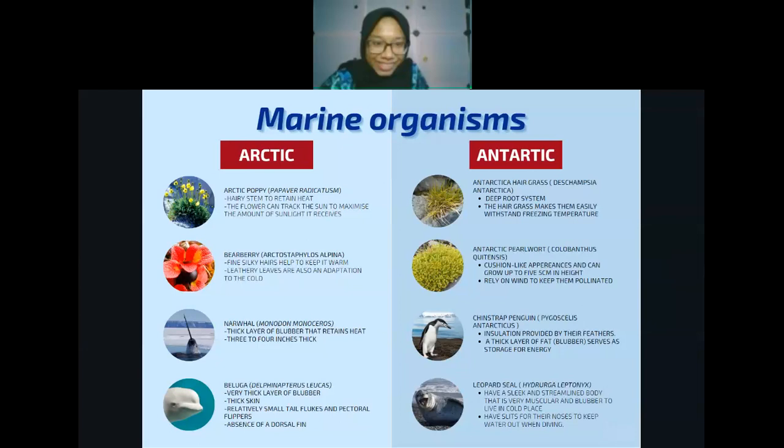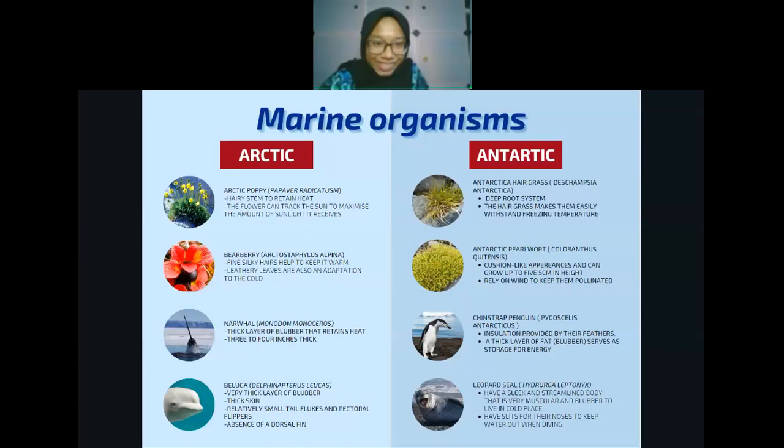For your information, blubber is the adaptation that they have to retain their heat in the cool ecosystem. So the last one is beluga, known as Delphinapterus leucas. It has unique features like a very thick layer of blubber, a relatively small tail flap and pectoral flippers, and it also lacks a dorsal fin.